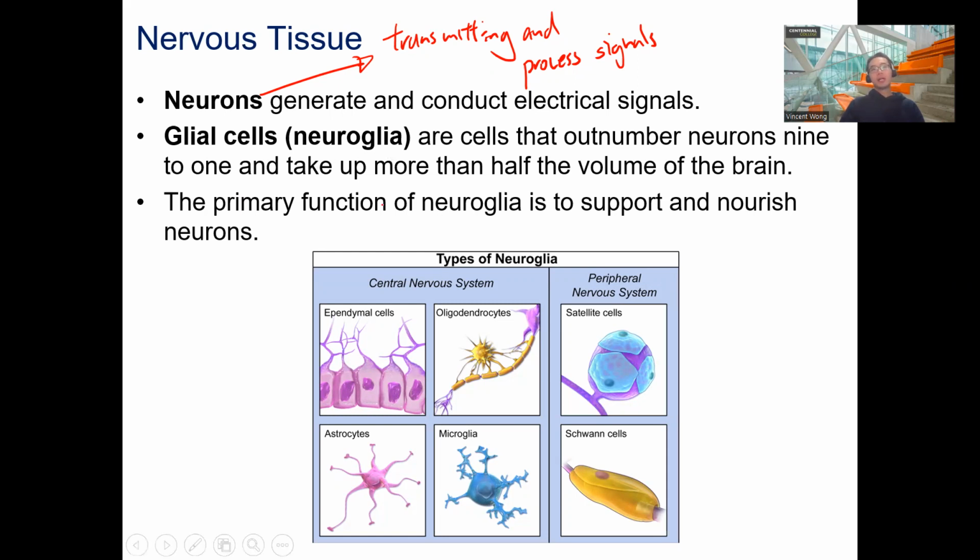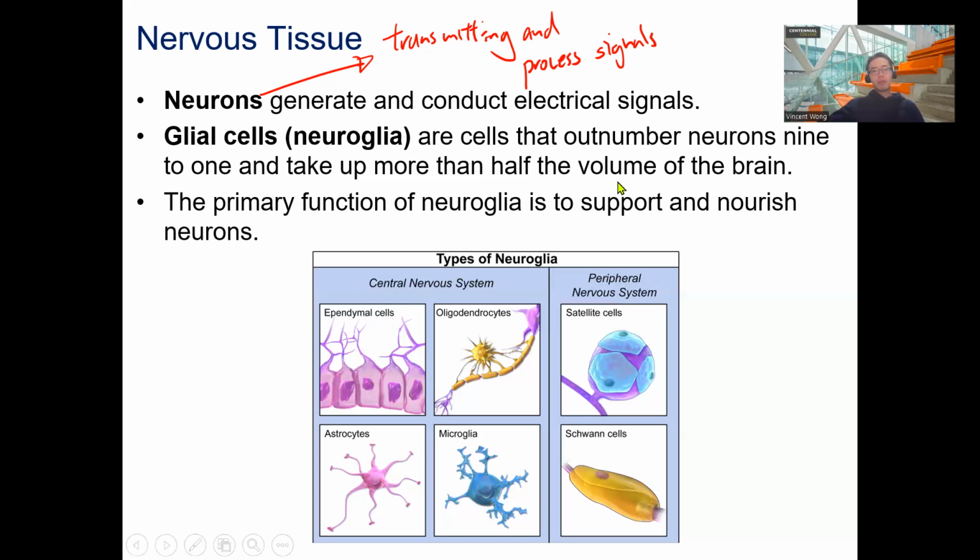So these glial cells are supporting cells for the neurons. Since the neurons are very precious, you want to protect them. You want to nourish them. You want to kind of pamper them. So that's what these glial cells are for, right? They outnumber the neurons 1 to 9 and take up more than half of the volume of the brain. Okay, and they kind of huddle around these neurons and support them and nourish them. And in many cases, they form key components of our nervous system.